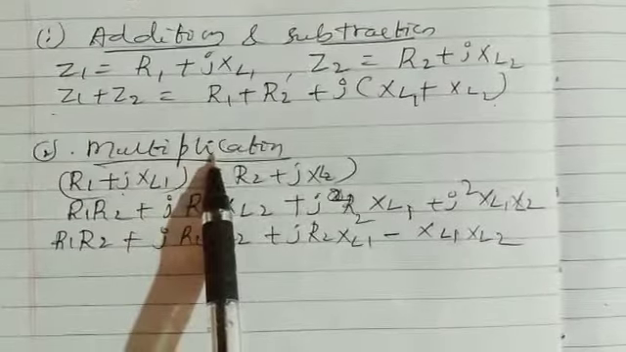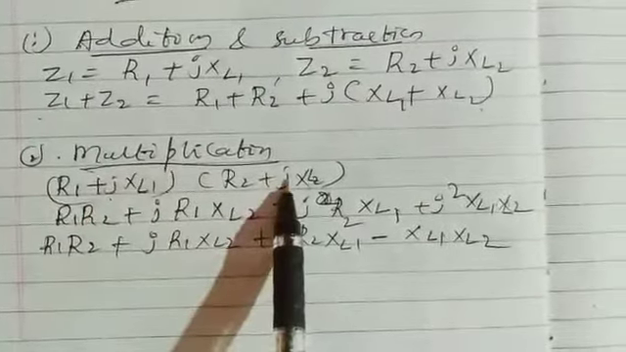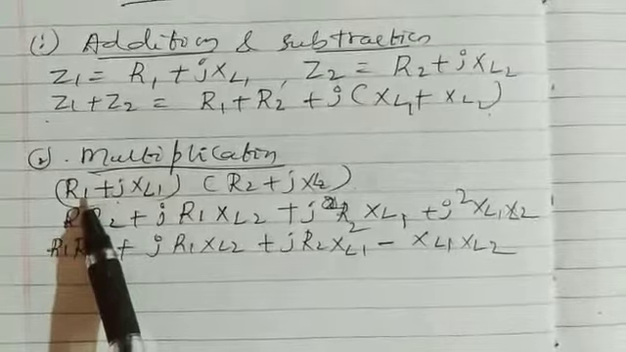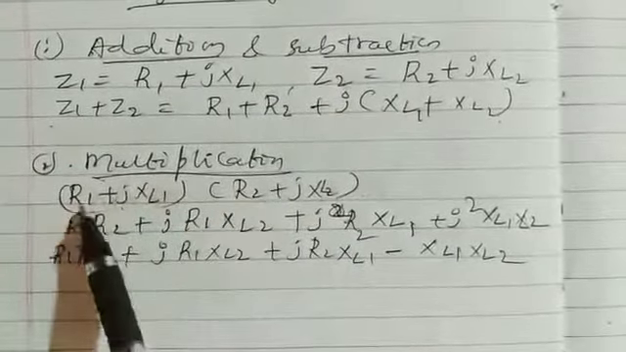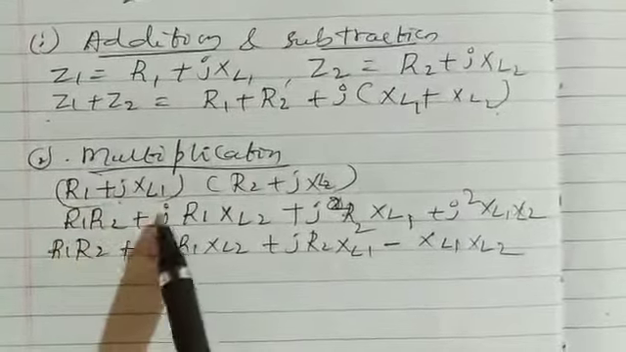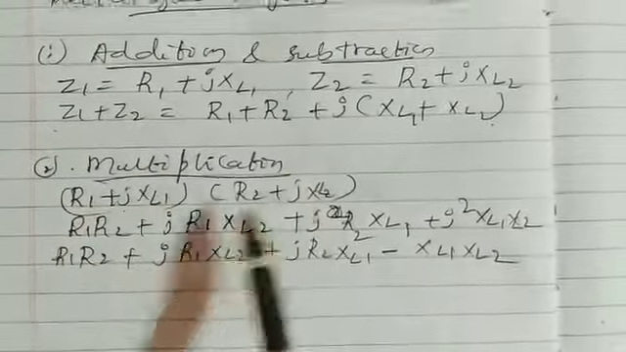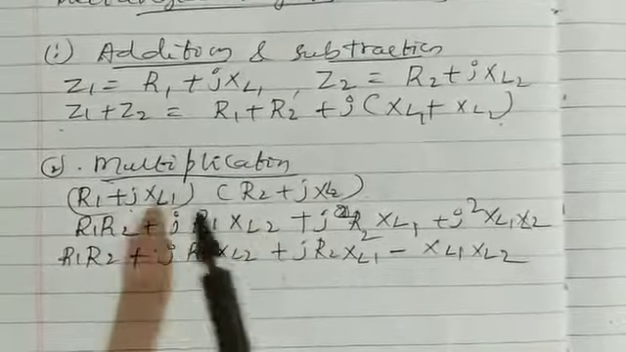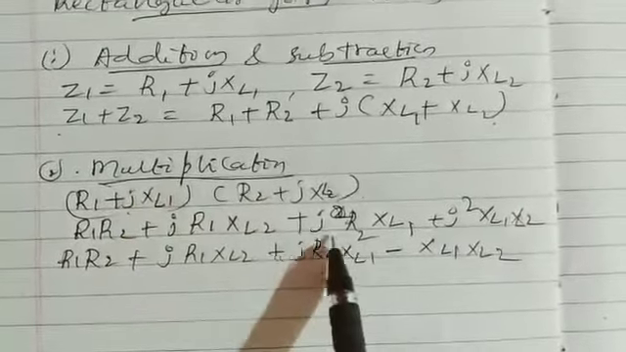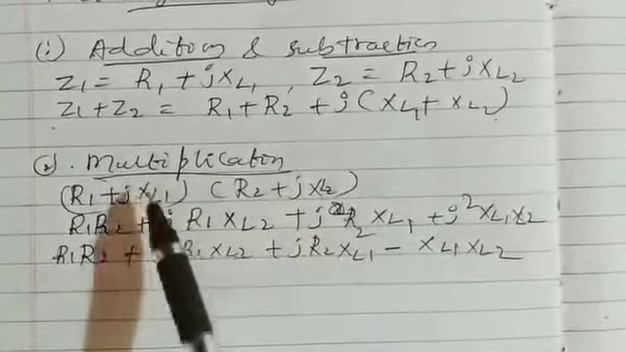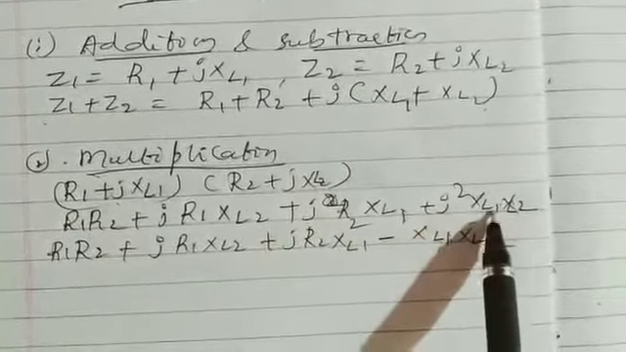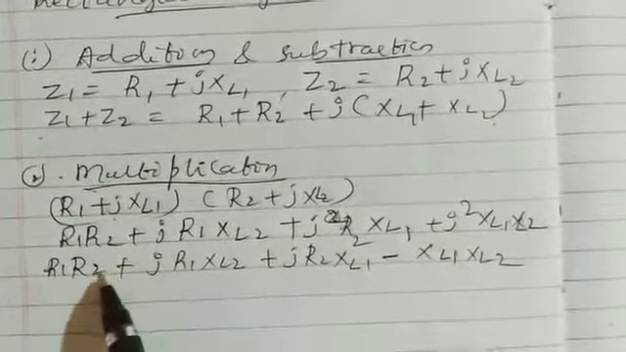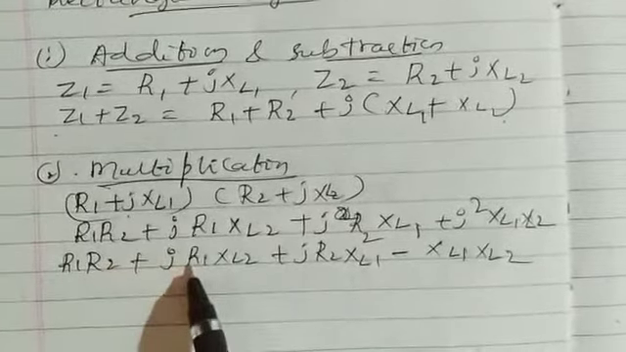If you want to multiply the rectangular forms, it is the same as how we multiply a plus b into c plus d. So r1 into r2, this into this, r1 r2, plus next j r1 xl2, then j r2 xl1, then j into j becomes j square, it is xl1 xl2. So r1 r2 plus this plus this.